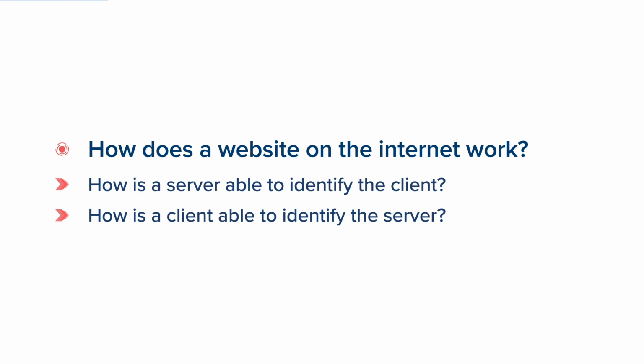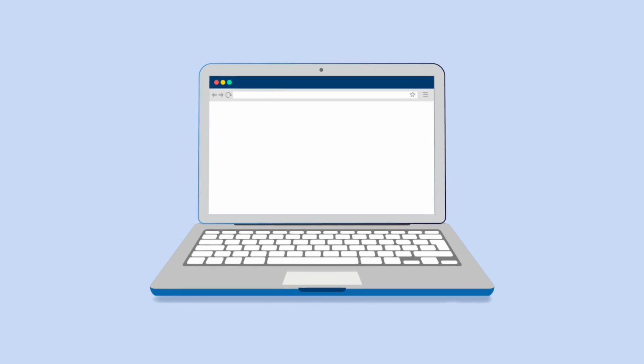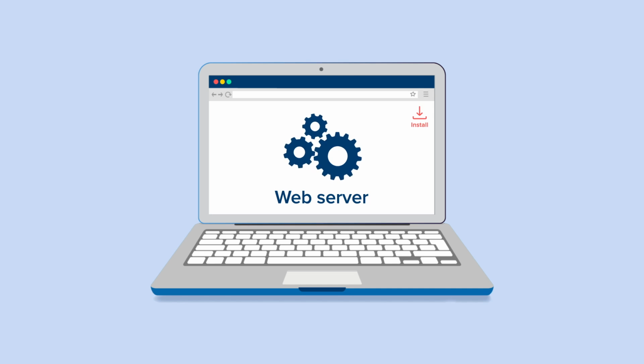Now, let us discuss the second aspect of the example, that is how the computer with X address is able to identify a server, that is Google. To understand this, let us first understand the terms web server and host. This is a normal computer which you, me, and everyone around us uses. Now, if I install a software called web server on this computer, the same computer will be referred to as a web server or a server.